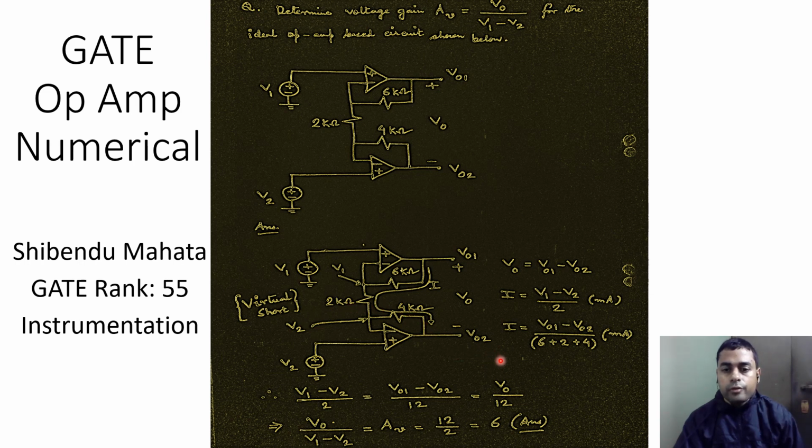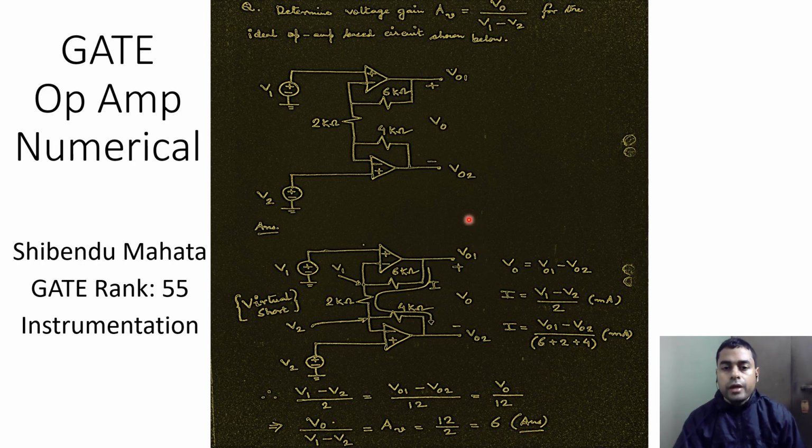Now the only thing that remains is to equate these two equations, and once we do that, we can write V1 minus V2 divided by 2 must be equal to V01 minus V02 divided by 12. But we already know that V0 is equal to V01 minus V02, so this is equal to V0 divided by 12. Proceeding with the voltage gain expression, we can write V0 divided by V1 minus V2 is equal to 6.